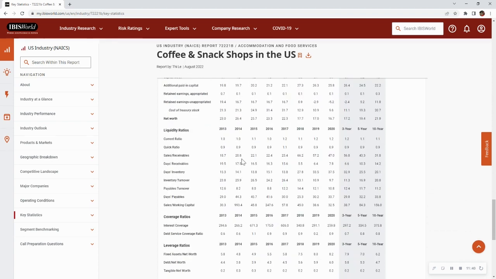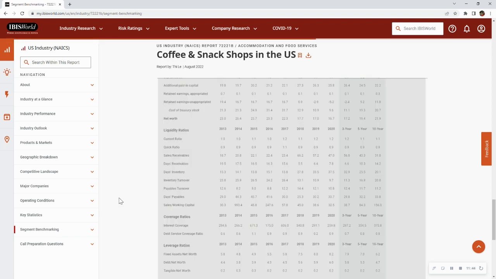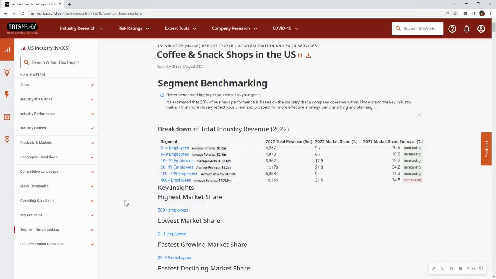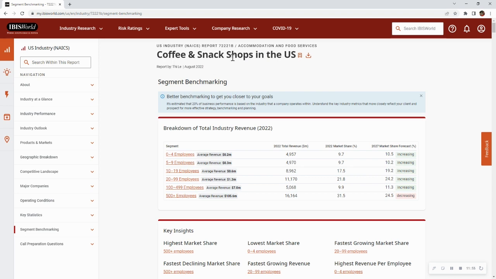Something that we really love that we've added to our collection is the segment benchmarking. Now, segment benchmarking is another additional collection that you can add on to your industry subscription here. But this allows you to look at businesses of different sizes. So suddenly we're looking at the coffee and snack shops in the US, but we can actually break it down now based on number of employees. So this allows you just more specific data to look at with the industry that you might be working with.